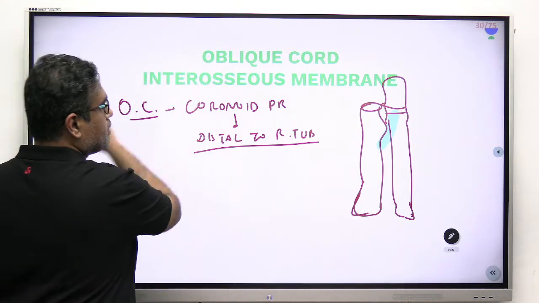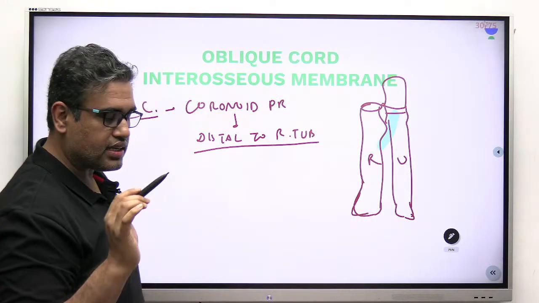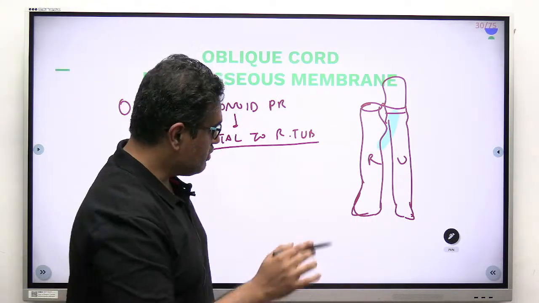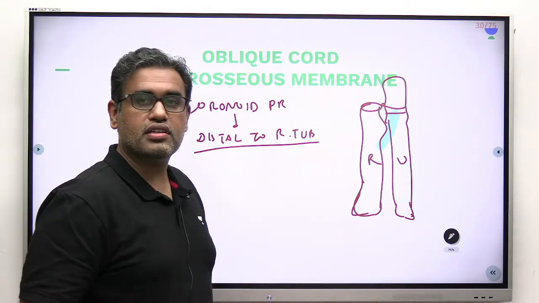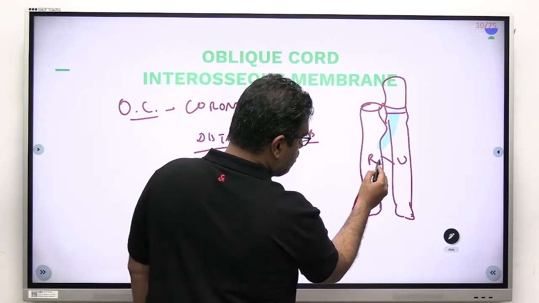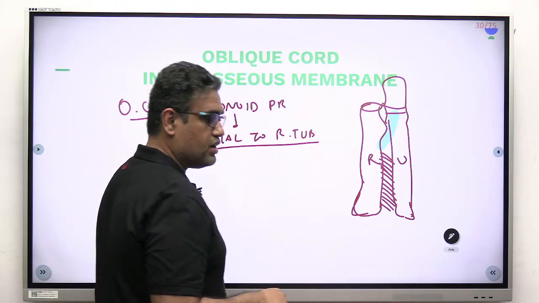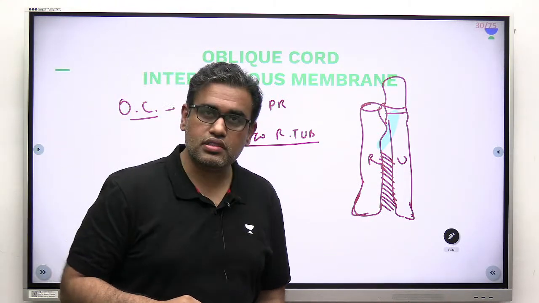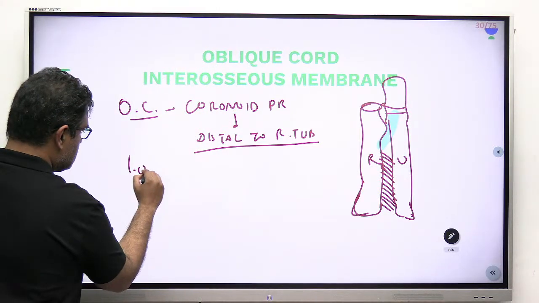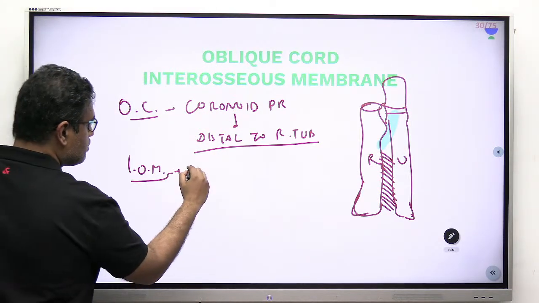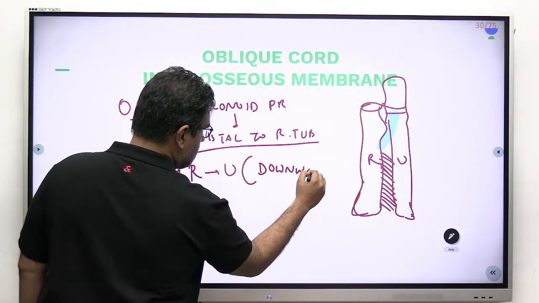Second is the interosseous membrane. Now, the interosseous membrane is present between the radius and the ulna. But what is the direction? It is from radius to ulna. But is it horizontal? Is it going up? Remember, it is going down from radius to ulna. If you look at the classification of the joints, they will come as a part of syndesmosis. So remember, the interosseous membrane goes from radius to ulna in a downward direction.